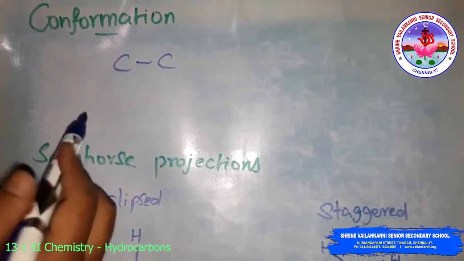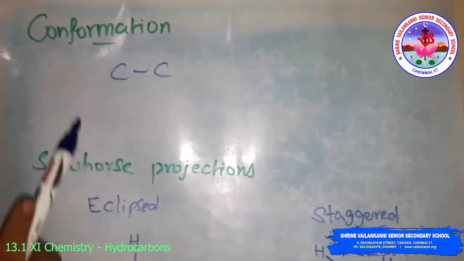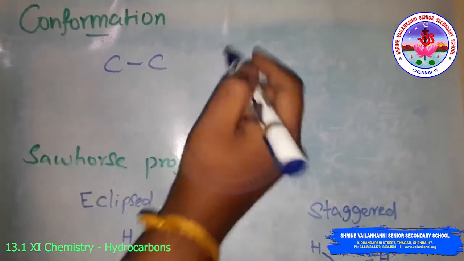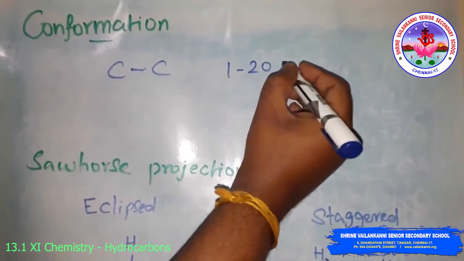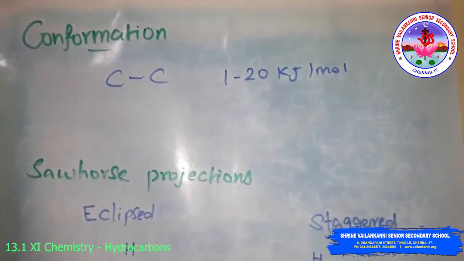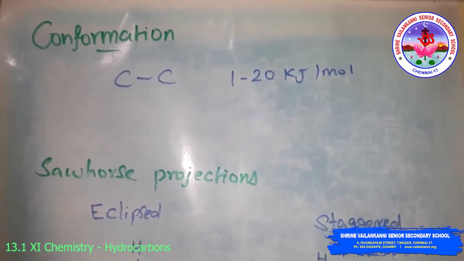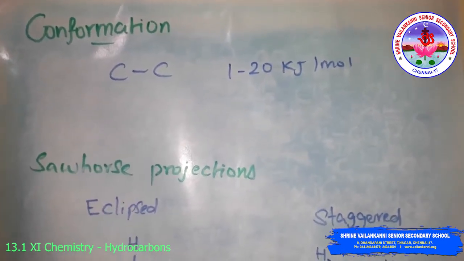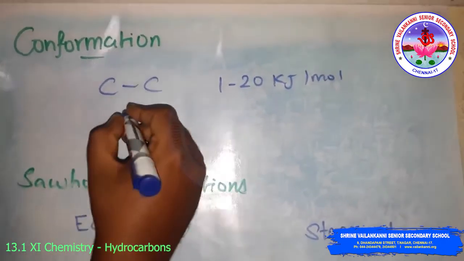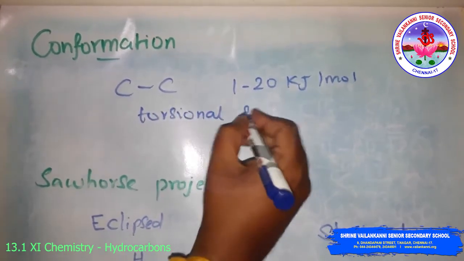However, it may be remembered that the rotation around the carbon single bond is not completely free. It is hindered by a small energy barrier of 1 to 20 kilojoules per mole. Because of that, there is a weak repulsive interaction between the adjacent bonds. This type of repulsive interaction is simply called torsional strain.